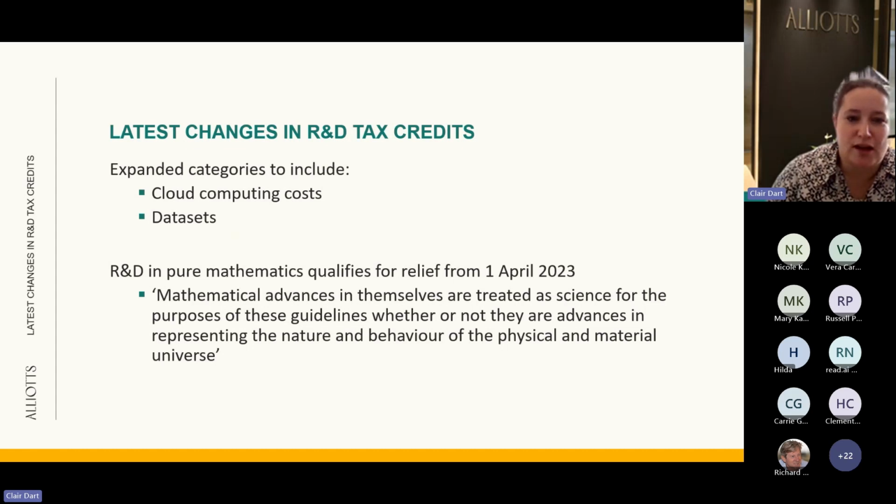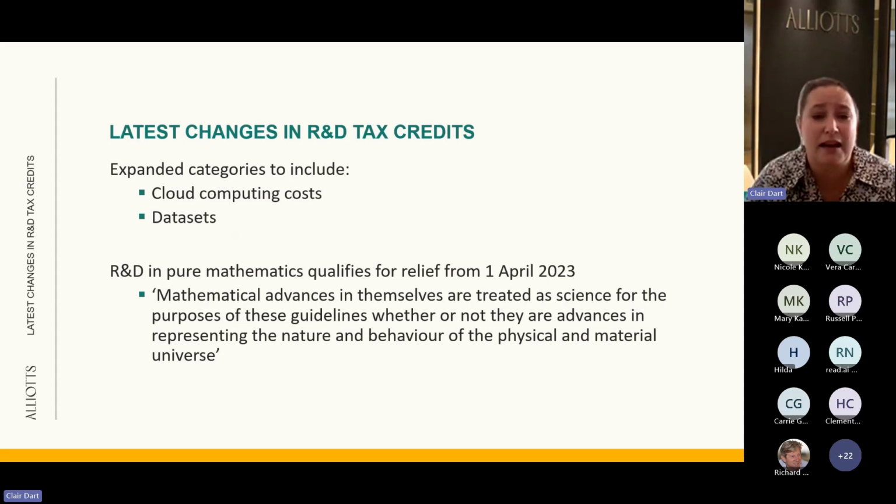Again, looking at some more changes. So there's more than I've already covered. We've also had extensions to the categories of costs that can be claimed. So primary costs claimed on the tax credit schemes are usually salary costs, consumables, a bit of software, some equipment you might use up in the R&D activity, and costs associated with maybe building prototypes.